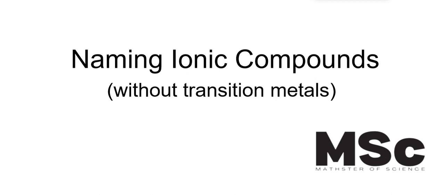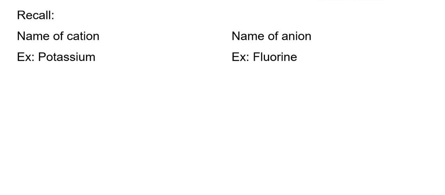In this video we're going to be looking at naming ionic compounds, specifically ones without transition metals. There'll be another video that you should check out that has naming ionic compounds with transition metals. So in order to get started on naming ionic compounds, we need to recall the fact that when we name a cation, the process is a little different than when we name an anion. Remember too that the cations are the positive ions, whereas the anions are the negative ions.